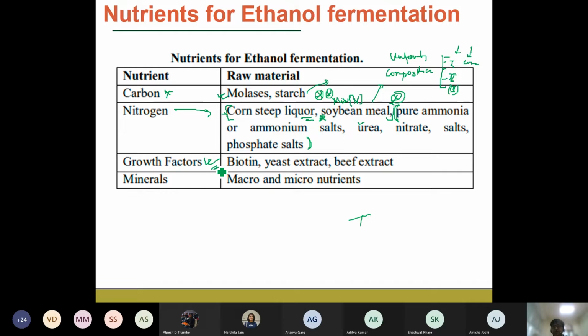So generally these types of growth factors are added, and the others are the minerals, like we have talked about the macro and micronutrients. They are required in trace quantity, generally a very small quantity, and they should be added specifically because, as we talked about, they may play a role in maintaining the activity of the enzymes responsible for the conversion of glucose to ethanol in the glycolysis pathway.